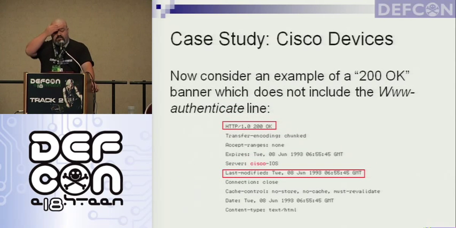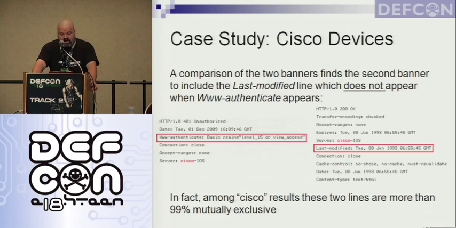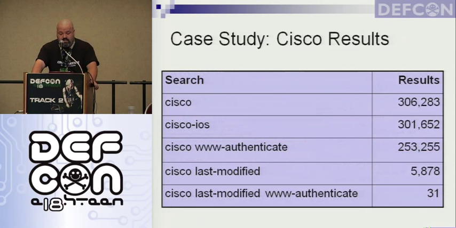Here's an example of a Cisco banner that is a 200 OK. Notice that it does not have a www authenticate box, and it also has the last modified box. When we put these side by side, we find that the 2 lines, www authenticate and last modified, are almost 99.9% mutually exclusive. So what does that mean for us? Well, let's look at the results here.